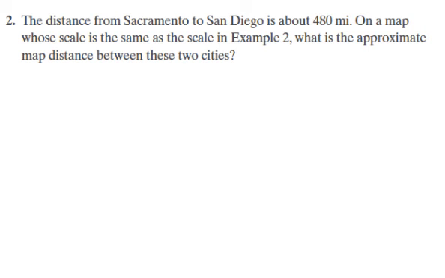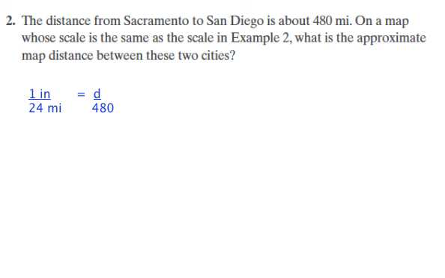The distance from Sacramento to San Diego is about 480 miles. On a map whose scale is the same as the scale in example 2, what is the approximate map distance between these two cities? Well, on the scale, it was 1 inch equals 24 miles. So we write that as our first ratio, 1 inch over 24 miles. We're going to set that equal to the ratio of, we don't know the distance between the two cities on the map, but it is 480 miles in real life, so d over 480 miles.